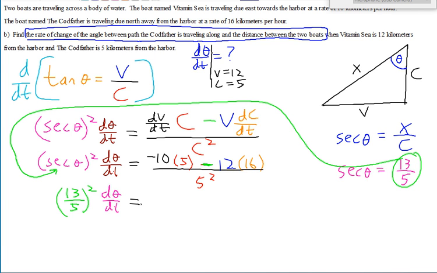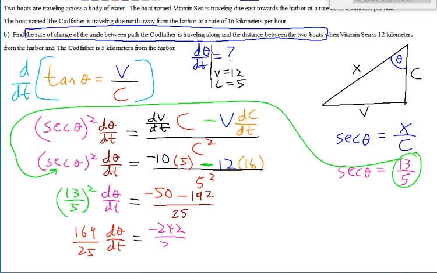Now let's start to simplify the right side here. So negative 10 times 5, that's negative 50. 12 times 16, well, 10 times 16 is 160, 2 times 16 is 32. So 160 and 32 gives you 192 over 5 squared, 25. And then if we square that up, that's going to be 169 over 25 times d theta dt equals negative 50 and negative 192 gives you negative 242 over 25.